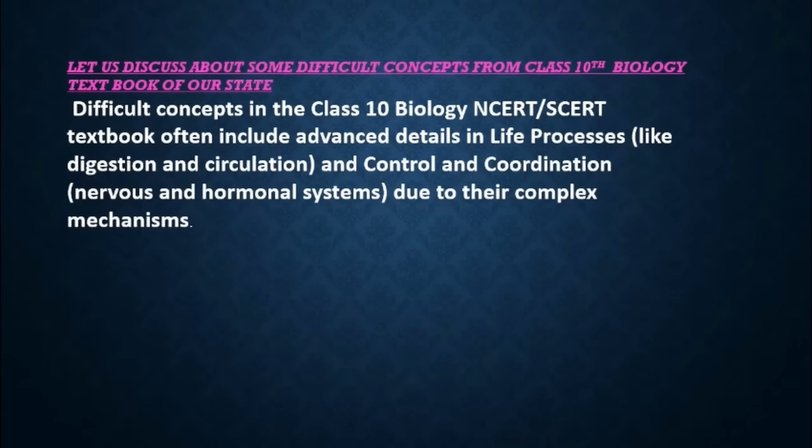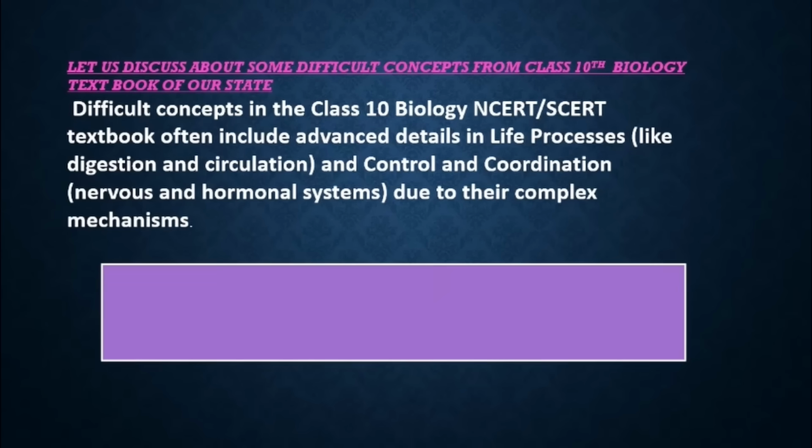Difficult concepts in the class 10th biology textbook often include advanced details in life processes like digestion, circulation, excretion, control and coordination, due to their complex mechanisms. A lot of difficult and critical concepts should be redressed and discussed in this session. So, due to lack of time, I will try to discuss the five most important critical concepts in this session. They are on the slide.